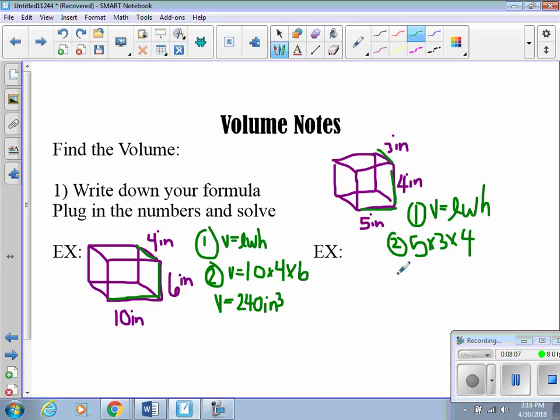And when I do that, I'm going to get my volume equals 60 inches cubed, or 60 cubic inches.